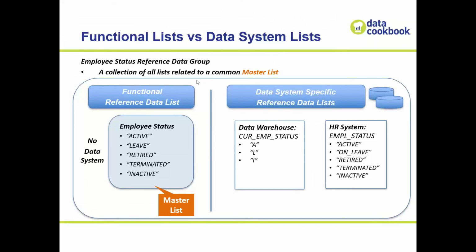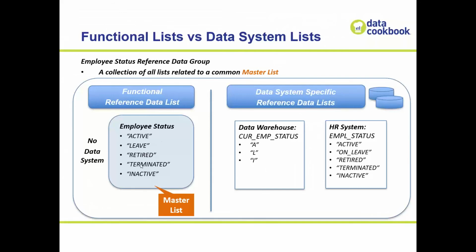But the concept of a group, so you say, hey, you have this employee status reference data group, that is a master conceptual idea of what an employee status is. So if you are agreeing on that, maybe you have a functional list, these are our employee statuses that we agree are the master list of employee statuses. And then you say, hey, we have two different data systems that store that. We've got the data warehouse that stores an A and an L and an I, and we've got the HR system that stores these values.